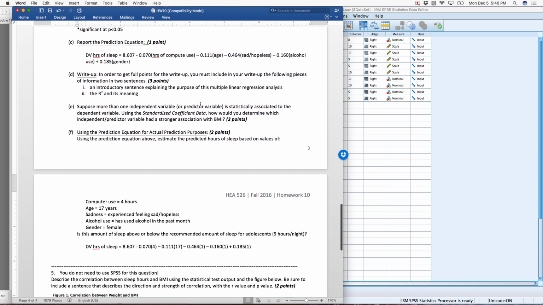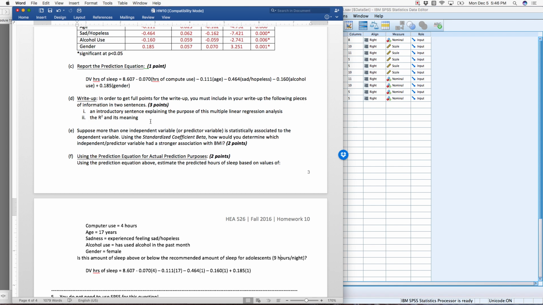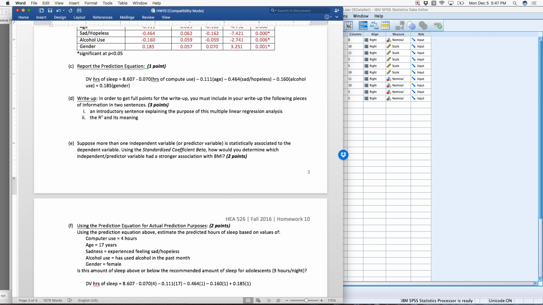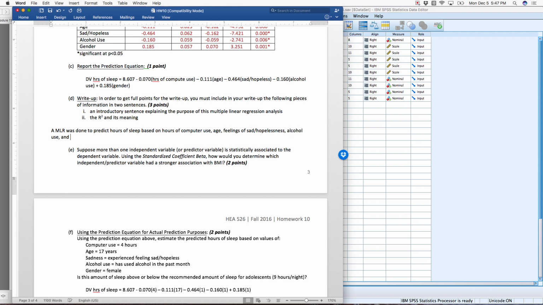Okay. So now we'll skip back up to part D, the write-up. So all we want to say here is a multiple linear regression, which I'm going to abbreviate, was done to predict hours of sleep based on hours of computer use, age, feelings of sad, hopelessness, alcohol use, and gender.